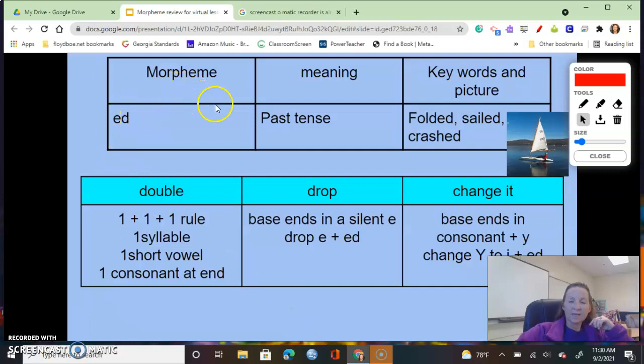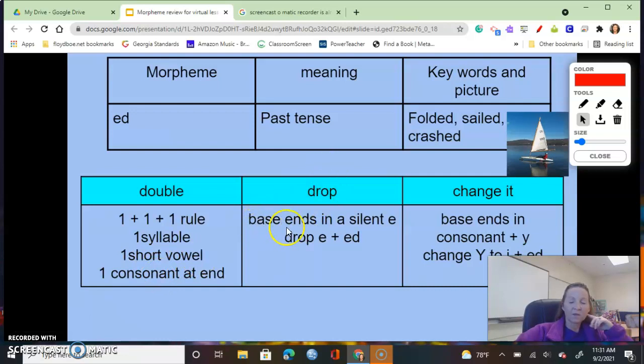ED is a morpheme meaning past tense. Folded, sailed, crashed. This person sailed yesterday. Don't forget our double, drop, change it rule. We double with the 1-1-1 rule: one syllable, one short vowel, one consonant at the end.